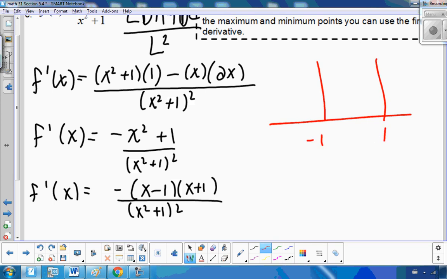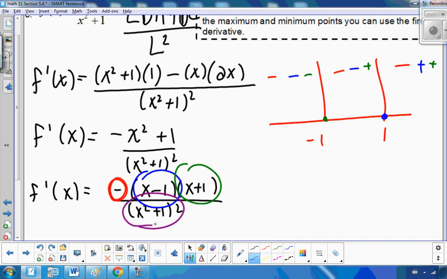Okay, so first thing I'm going to do, since this is a negative, I'm going to put a negative in all my categories. X plus 1 is 0 here, so to the left it's negative, to the right it's positive. X minus 1 is 0 here, so to the left it's negative, and to the right it's positive. And then this, because it's squared, added 1, and then squared again, will always be positive. So in this interval I have 3 negatives, which means it's decreasing. 2 negatives mean it's increasing. 1 negative means it's decreasing.